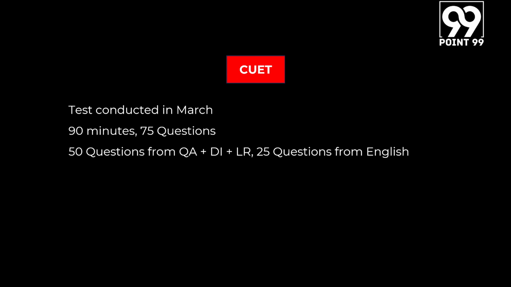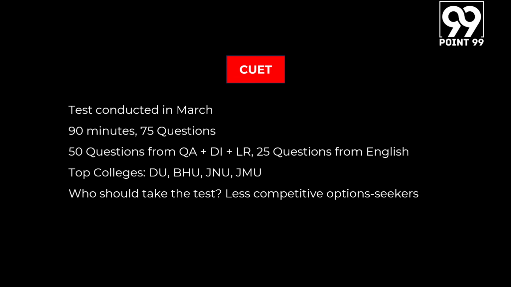So you are going to get 15 questions from one section, 15 from another section, then you will have 25 questions from English, and then the remaining questions will be from LR. So that kind of a split is what you get in terms of CUET. The top colleges and universities that accept CUET include the Delhi University colleges, the Banaras Hindu University, Jawaharlal Nehru University, and Jamia Millia University. There are many more colleges that accept the CUET as well, but these are a few of the prominent ones.